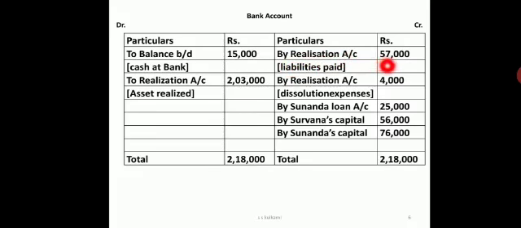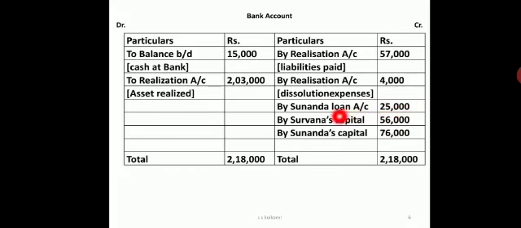So for realization, I am giving 57,000. That is the bills payable and creditors together, amounting to 57,000. Next, I have the dissolution expenses that were spent. That was 4,000. Now Sunanda's loan was existing in the balance sheet. A partner's loan is paid privately. We are not going to transfer it to the realization account. So it will be paid privately. So she has to be given her 25,000.